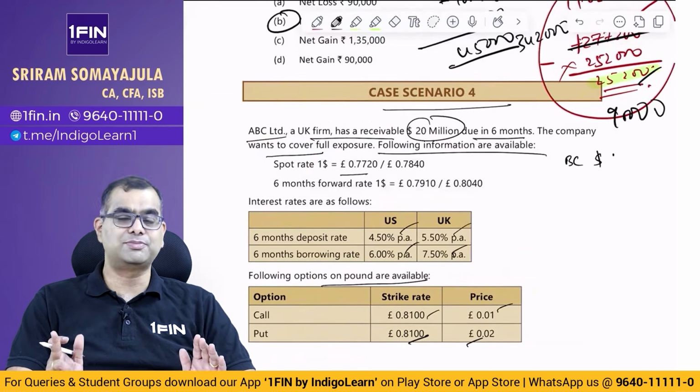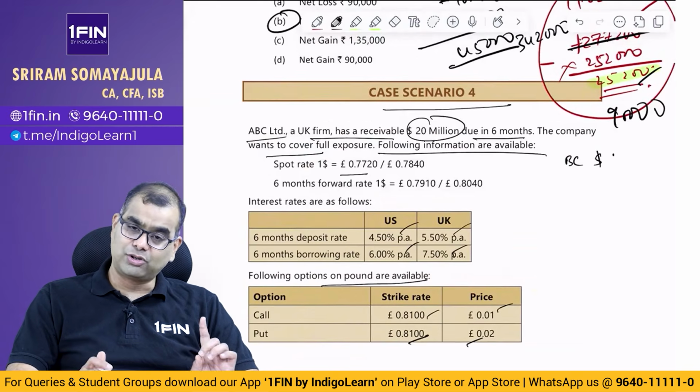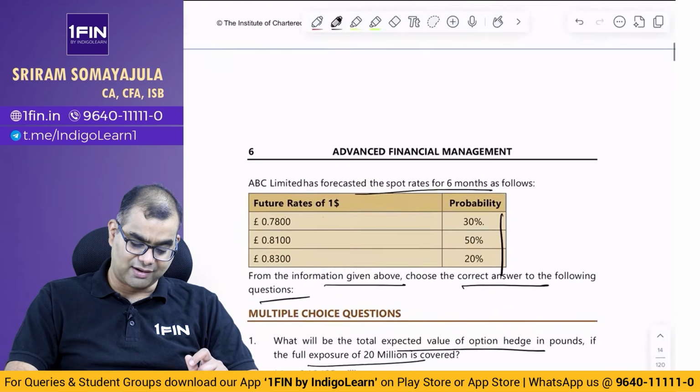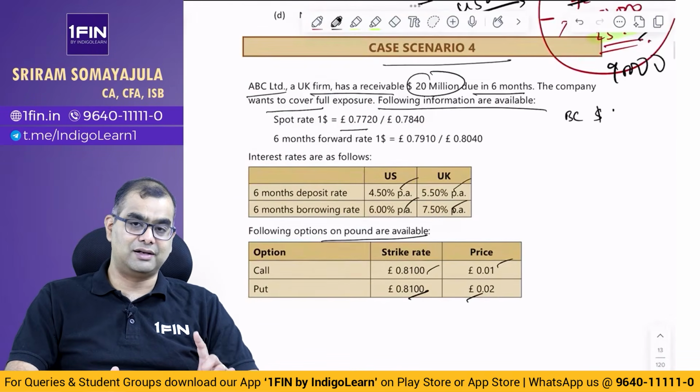So, he is selling dollar, banker is buying the dollar. Right. So, bid quote is relevant. Now, what is the question? What will be the total expected value of option hedge in pounds if the full exposure of 20 million is covered? So, he has to sell dollars.